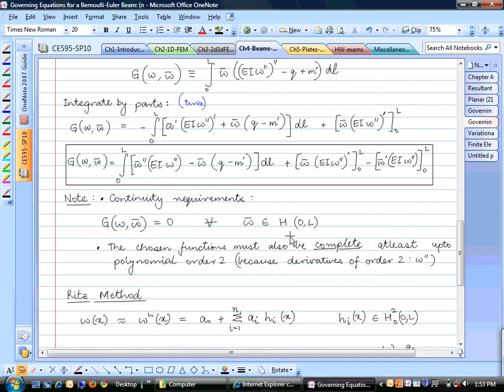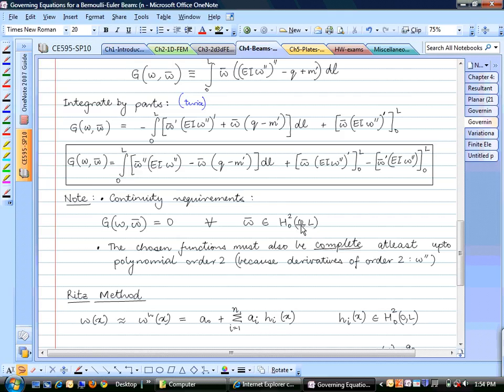Right, so it would be H2, because we have double derivatives of this transverse displacement. So the space of functions that you can choose from needs to be H2. Now what type of functions are eliminated? Let's say if I have a beam, I divide this beam into many parts, and if I choose my hat functions, finite element hat shape functions, is that a valid choice for this?